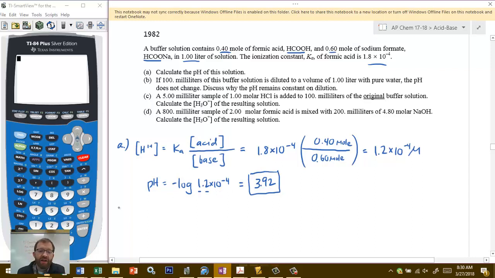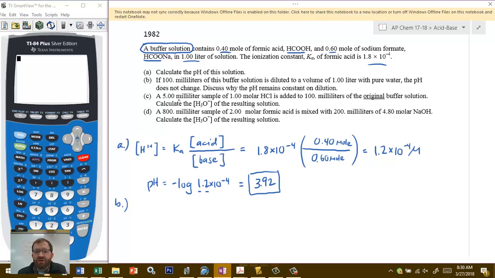All right, in question B, if 100 milliliters of this buffer solution, so again, they're talking about the buffer we just prepared up here. So we're taking 100 milliliters out of that 1 liter sample that you've prepared. You're pouring it into another container. You've diluted that now down to 1 liter. So we've taken that buffered solution, we pulled a little bit out, and we brought that up to a full volume of 1 liter. The pH does not change, it claims here.